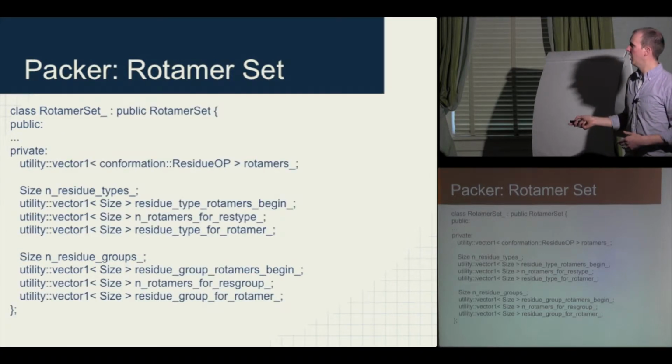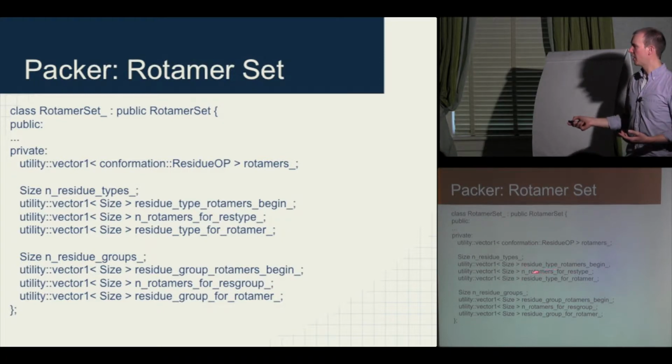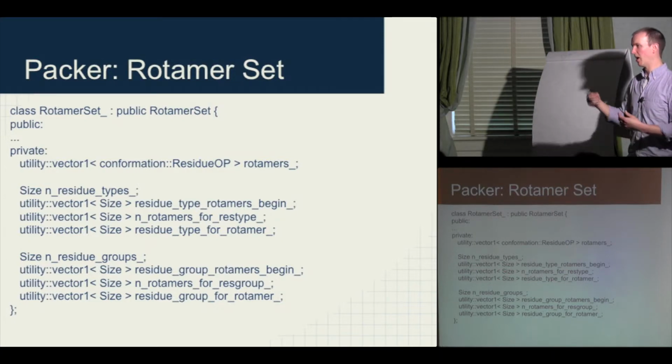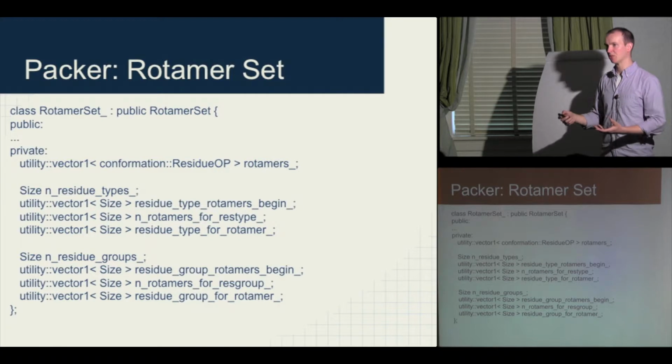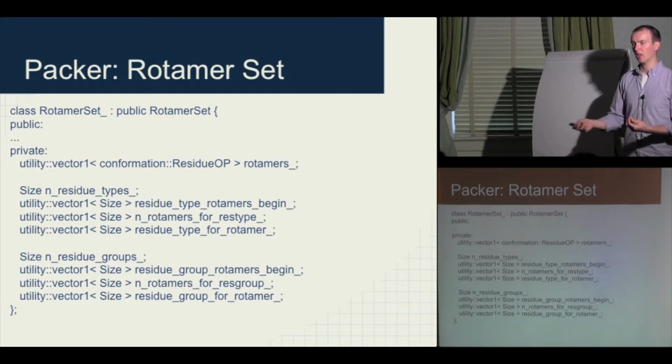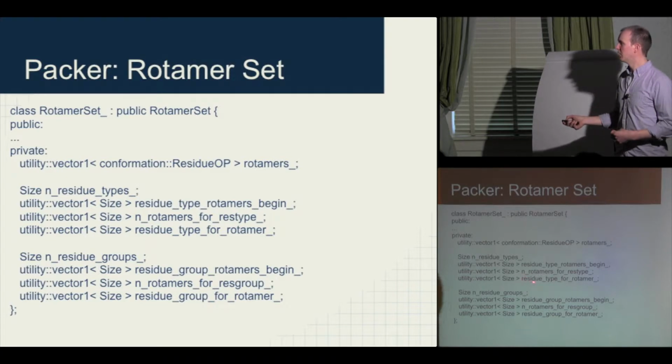Let's see. So there's a count of the number of different residue types, and then there are a set of offset arrays and number of rotamers for each residue type. So these help you map back and forth between, if you have a rotamer, what residue type does it come from? If I've got a residue type, where do the rotamers for that begin in this enumeration?